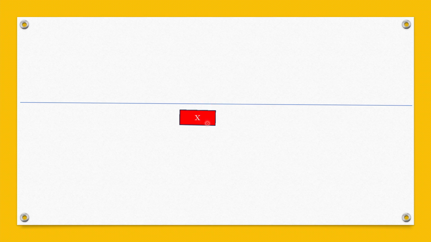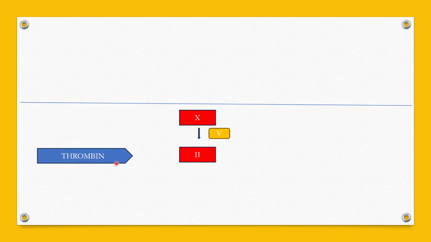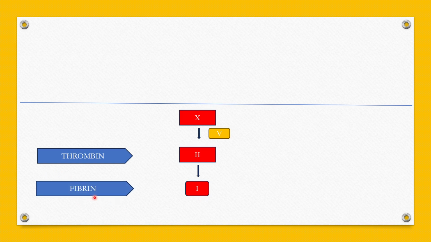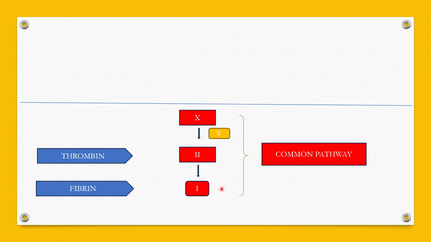So, in the coagulation cascade, we will focus first on factor 10. Factor 10, with the help of factor 5, activates factor 2. And activated factor 2 is called thrombin. Activated factor 2 then activates factor 1, and activated factor 1 is fibrin. So all this is called the common pathway.